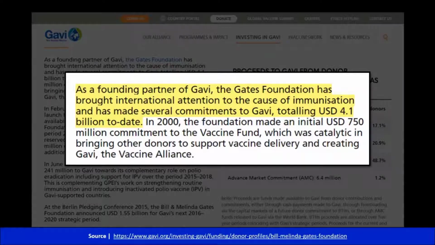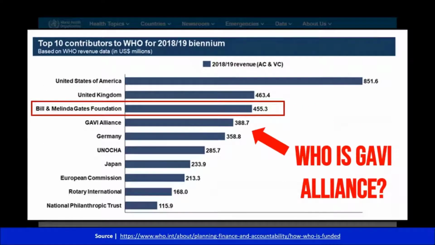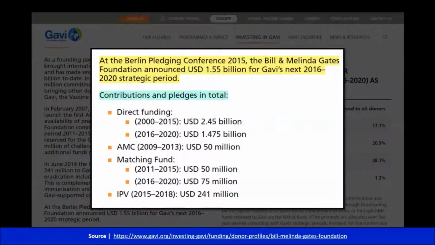So he founded Gavi. He's a founding partner. So he doesn't just own the Bill and Melinda Gates Foundation, he owns Gavi. So when we go back and we look at this chart here, when we look at Gavi plus the Bill and Melinda Gates Foundation, now we can see why he has so much influence in the WHO. He's the number one donor. Wow.